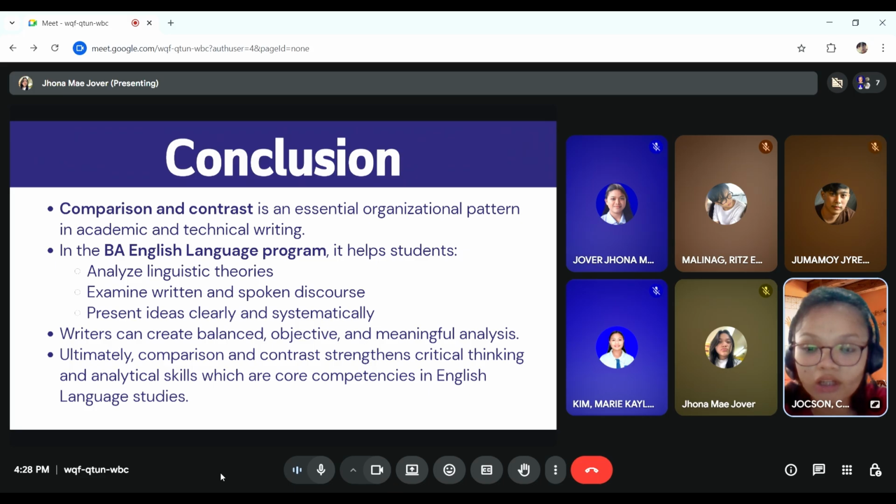So hopefully you are well informed about our topic of comparison and contrast, and hopefully some of the ways that we have presented to you will be helpful in how you present your future schoolwork, for example your thesis or any academic paper that you're going to have. And hopefully, you will be able to effectively show the differences as well as similarities of two subjects in the BAL program that are in the same category.